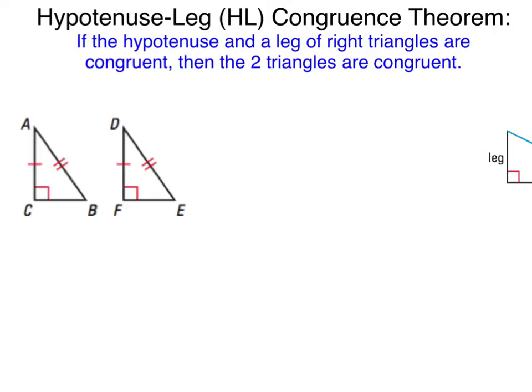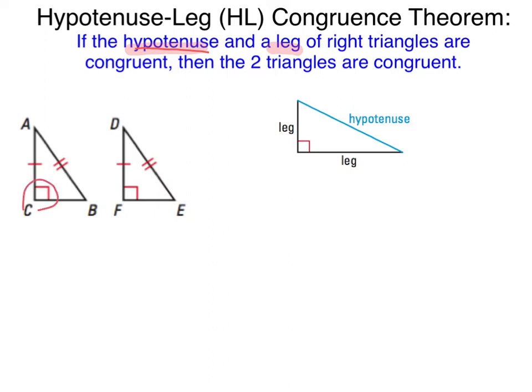That's also from Theorem 4.4. Here's HL, the hypotenuse leg congruence theorem. If the hypotenuse and a leg of a right triangle are congruent, then the two triangles are congruent. Realize that a hypotenuse only exists in a right triangle. Remember, this is what it would look like. For this theorem to work, the very first thing you must have is a right angle. If you don't have a right angle, there is no hypotenuse, therefore you cannot use the hypotenuse leg congruence theorem. So if you're looking at this, we have to have a right angle.